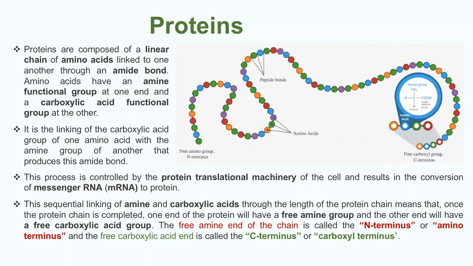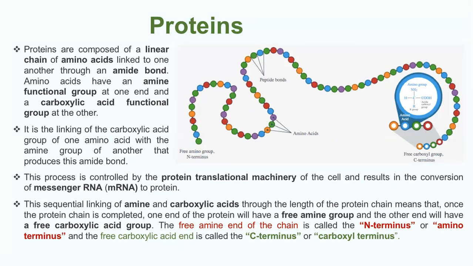That means a polypeptide chain will always have one free amino group at one end, and the other end will have a free carboxylic acid group. The end which has a free amino group is termed the N terminus, or the amino terminus, and the one which is carrying the free carboxylic acid group, we term it the carboxyl end, or the C terminus.